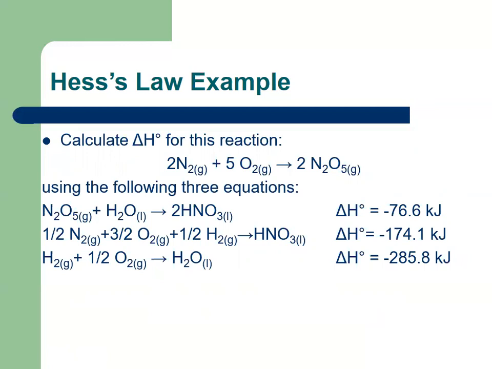So we have a setup like this. This is a 3-step reaction. In the first reaction, N2O5 reacts with water to make HNO3. In another reaction, N2 plus O2 plus H2 makes HNO3, and then H2 plus O2 yields H2O. So this is how the equations are given. Now what I need to do is find the delta H for the total reaction.